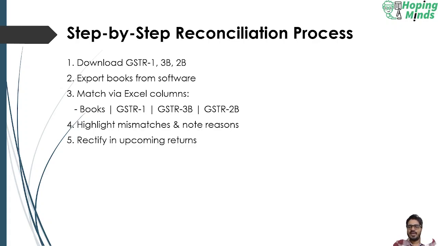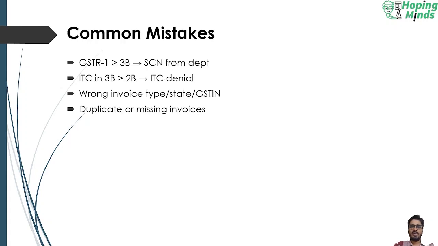Also, if there are some additional invoices appearing in our GSTR 2B return which are not there in our books, then it must be confirmed whether such invoices belong to us or some other party has mistakenly included such invoices in our GSTR 2B return. Such invoices which do not pertain to our business form a part of reconciliation. Then we have to highlight the mismatches, note the reason for such mismatches and rectify such mismatches in the subsequent period return. Then what are the common mistakes?